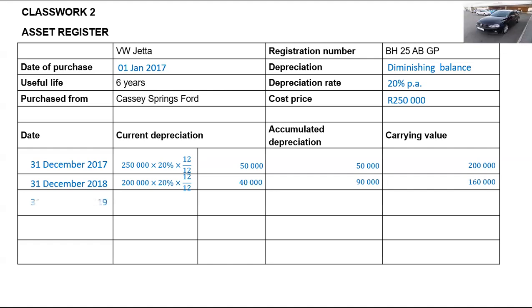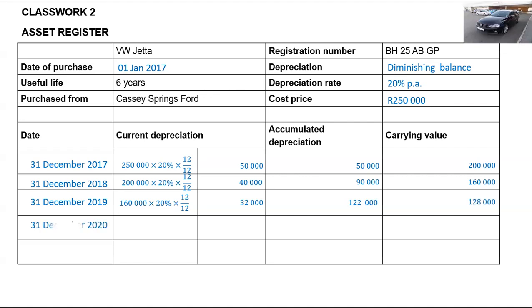Okay, let's go to 2019. In 2019, we will take last year's carrying value of 160,000, times it by 20%, and our depreciation for 2019 will be 32,000. Our accumulated depreciation will increase. It'll be 90,000 plus 32,000. That will give you 122,000. And our carrying value will be 250,000 minus 122,000, which will give us 128,000.